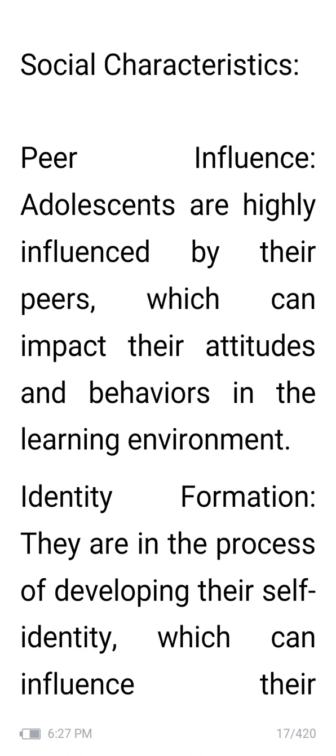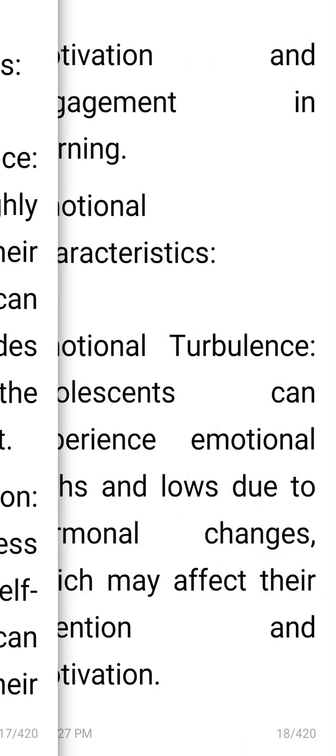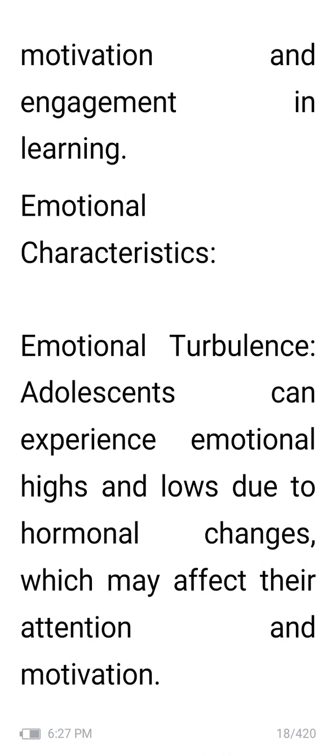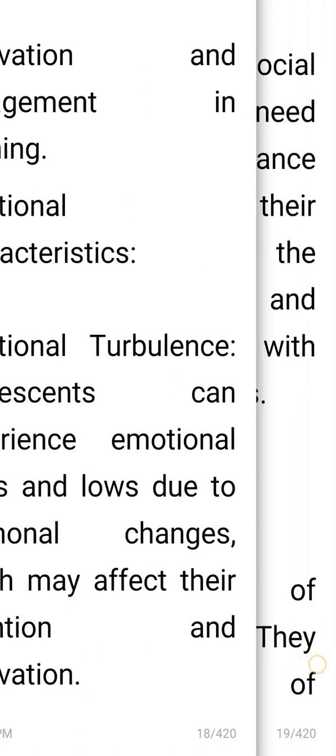Adolescents are highly influenced by their peers, which can impact their attitudes and behaviors in the learning environment. So, there must be a positive environment. Then, identity formation: they are in the process of developing their self identity, which can influence their motivation and engagement in learning. Then, emotional characteristics: emotional turbulence. Adolescents can experience emotional highs and lows due to hormonal changes, which may affect their attention and motivation.